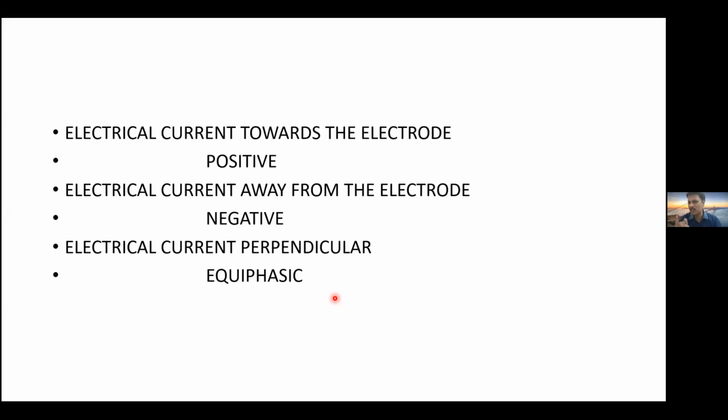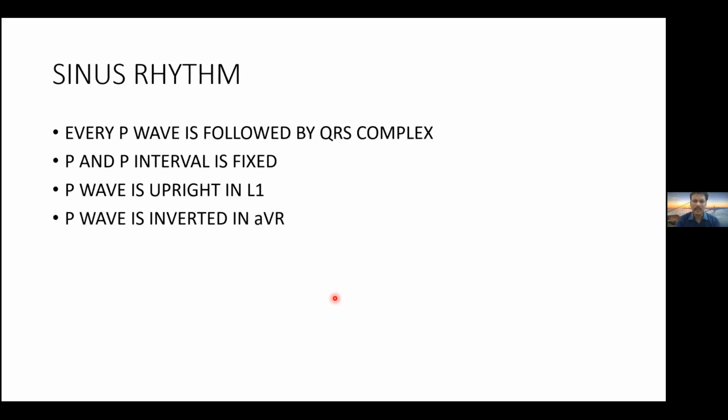Towards the electrode is positive, because the next points I am going to tell are all based on this. Away from the electrode is negative. When the electrodes are placed very close to the electrical activity, the QRS complex is very tall. Away from the electrical activity, it is very small. Now you will understand why I am saying this. So having known that, again I will come back.